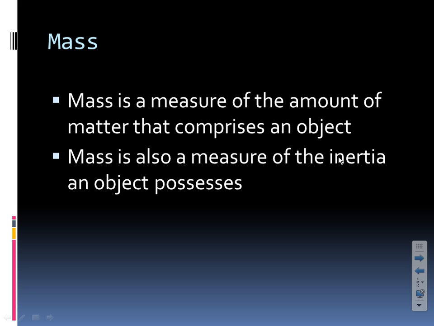If the car and the truck are on the highway and they're both traveling 65 miles per hour and they both slam on their brakes, which one's going to stop first? The car stops first because it's easier for the car to stop than it is for the truck to stop. Why? It has more mass. The car has less mass, the truck has more mass.